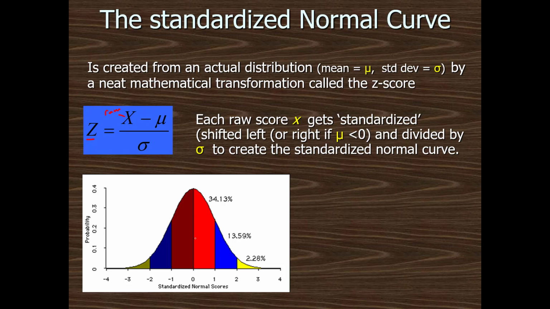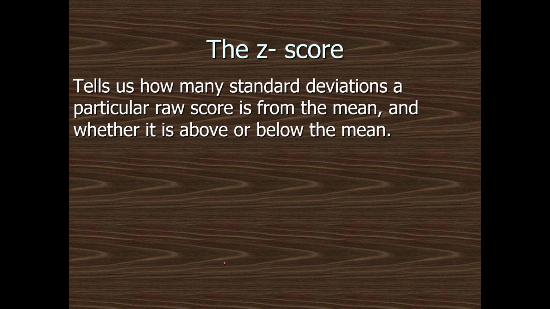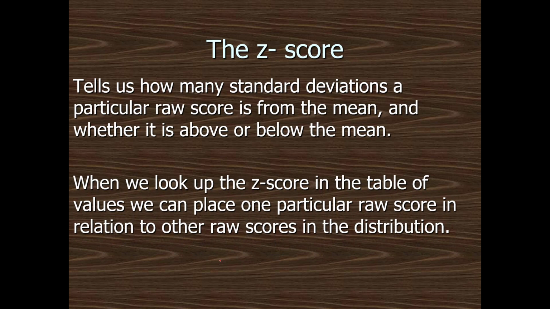So you'll end up with a standardized normal distribution, and we know that the red areas total 68%, 34.13% each. The blue areas are 13.59%, and so on. We'll see how to calculate these in the near future. So the z-score definition, learn this by heart, tells us how many standard deviations a particular raw score is from the mean, and whether it's above or below the mean. When we look up the z-score in a table of values, we can place one particular raw score in relation to other raw scores in the distribution.